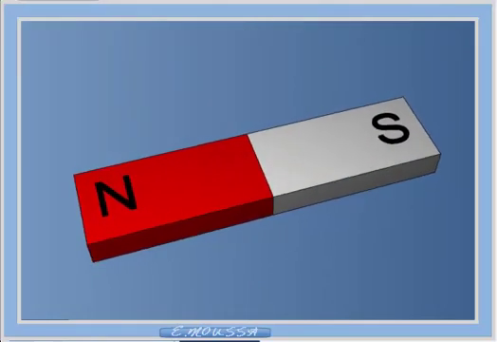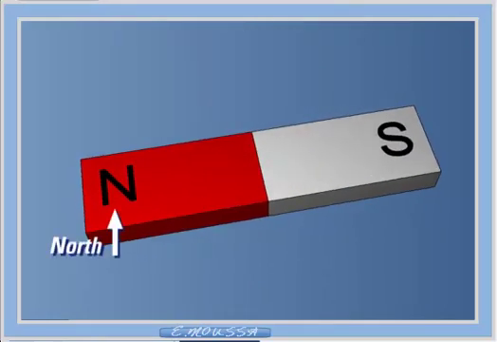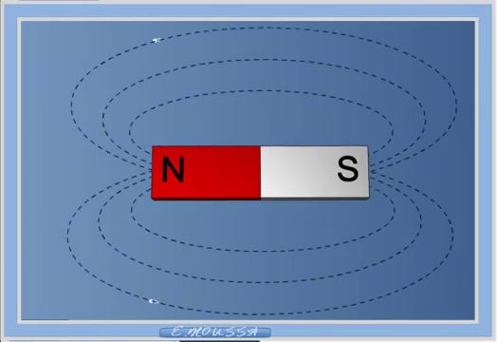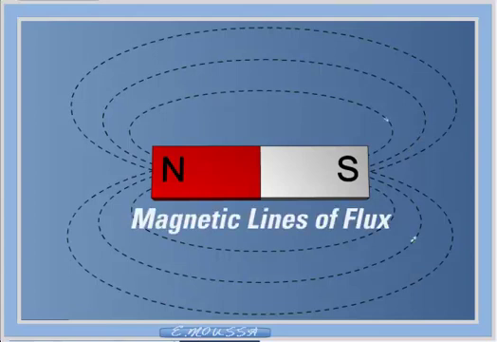Magnets have two poles. One is called the north, while the other is called the south pole. In this picture, we can see dotted lines that run from one pole to the other. These lines represent the magnet's force called magnetic lines of flux. These lines of flux are closed loops that by convention run from the North Pole to the South Pole, returning to the North Pole through the magnet.